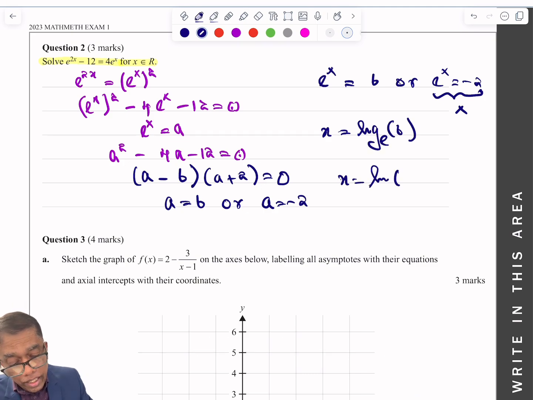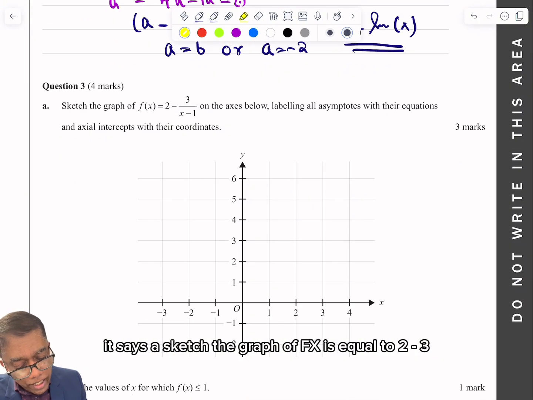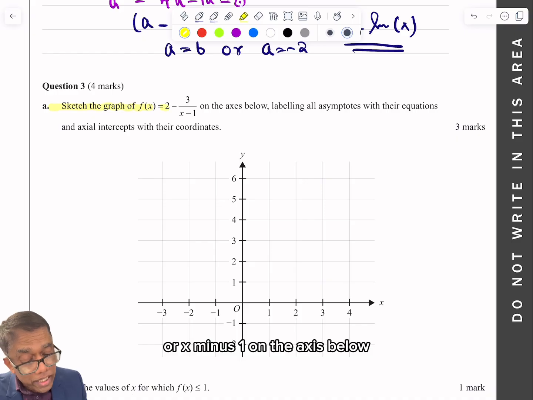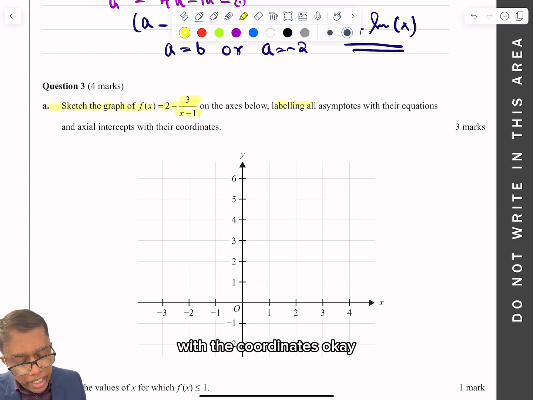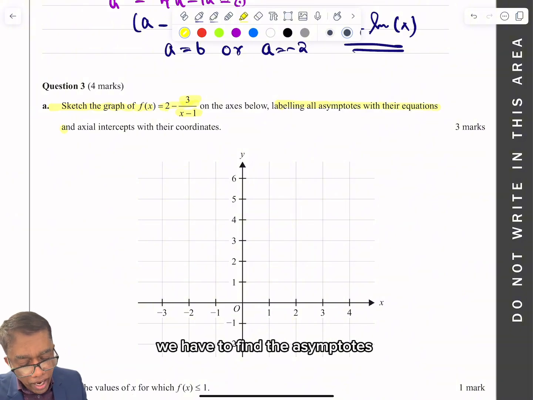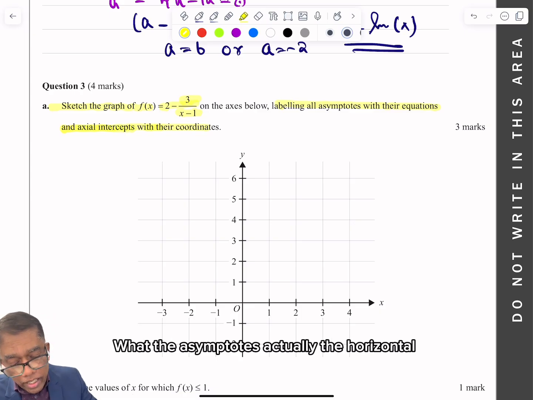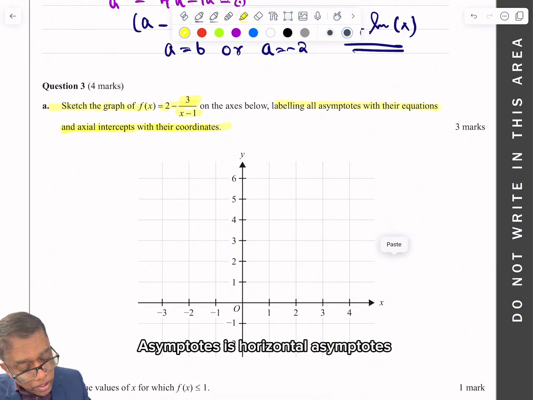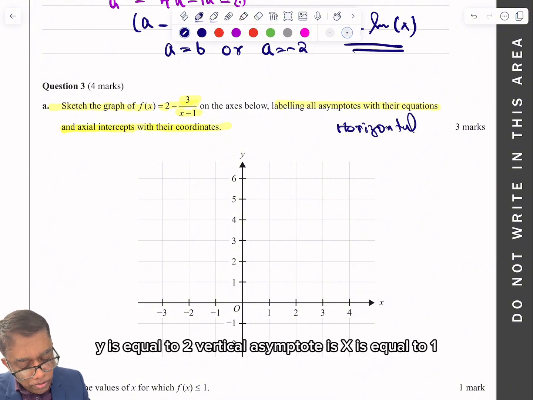Question number 3. It says, sketch the graph of f(x) is equal to 2 minus 3 over (x minus 1) on the axes below, labeling all asymptotes and axial intercepts with their coordinates. Okay. We have to find the asymptotes and the axial intercepts. Actually, the horizontal asymptote is y is equal to 2. The vertical asymptote is x is equal to 1.